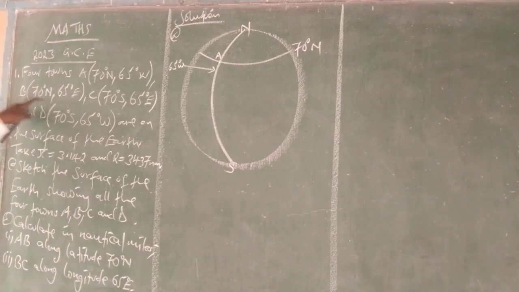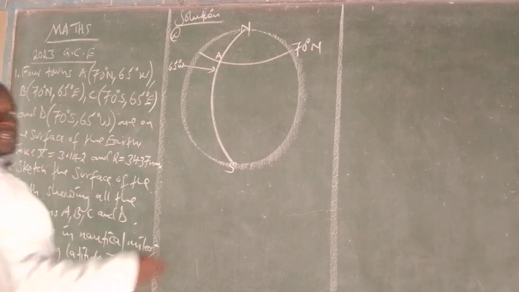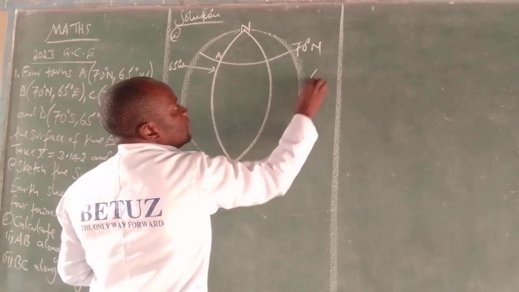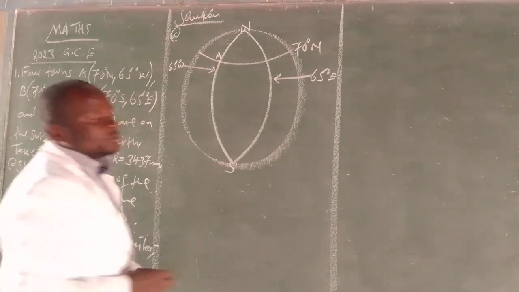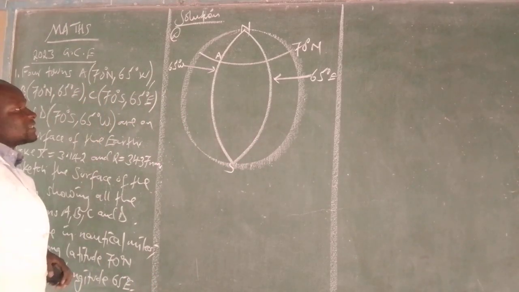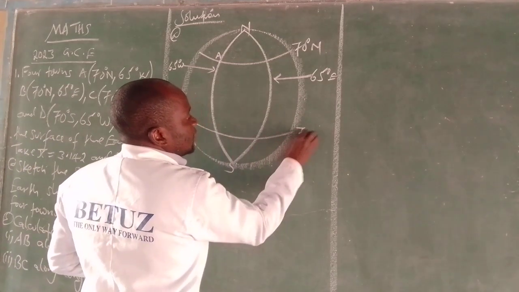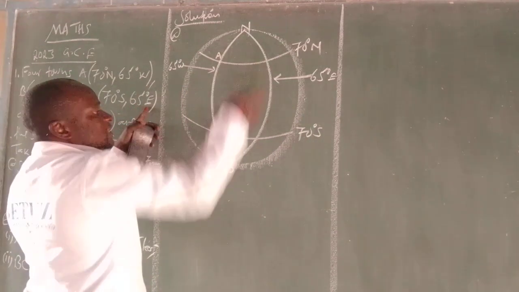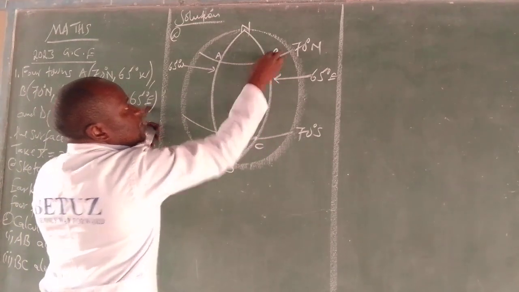And point B is on 70 degrees north, the same latitude, and longitude is 65 degrees east. So this time around, it is that side. So we have 65 degrees east. So this is our longitude, 65 east. Then point C is on 70 degrees south. So we sketch 70 degrees south and 65 degrees east. So the same east. So this is where we have our C, and of course B is there.